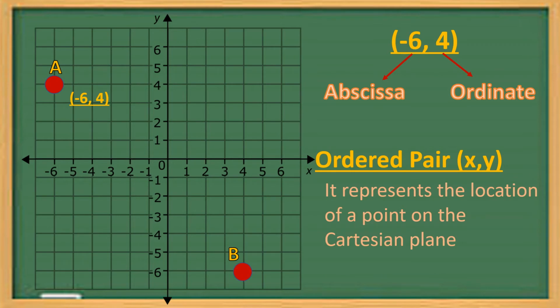Let us have another point. The ordered pair of point B is 4, negative 6. Notice that it is almost the same as the ordered pair of point A, but is arranged differently. That is why the coordinates must not be interchanged, because it will represent a different point.